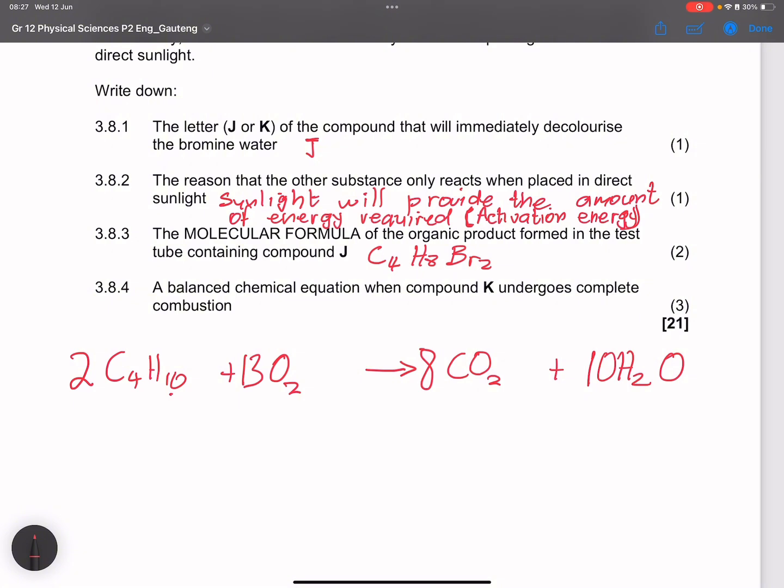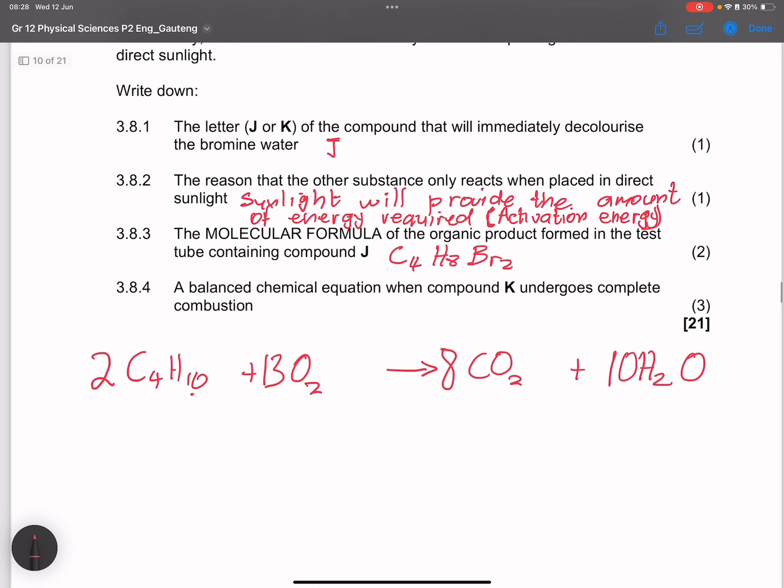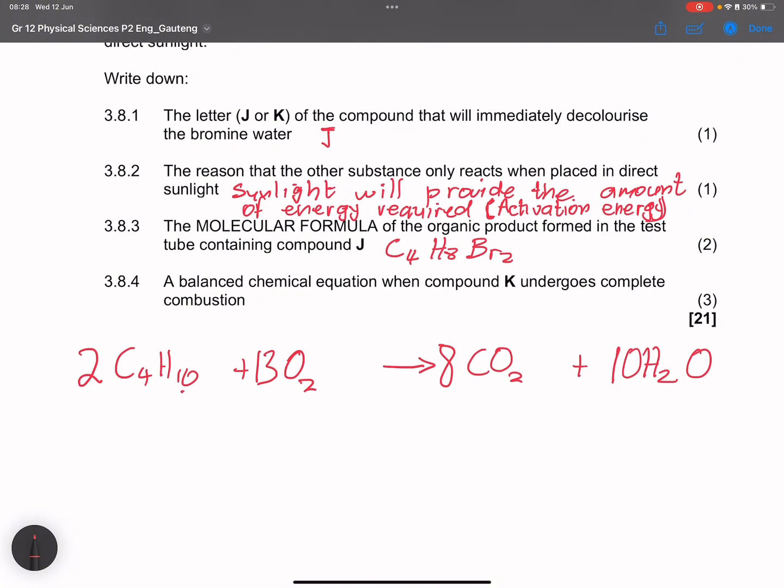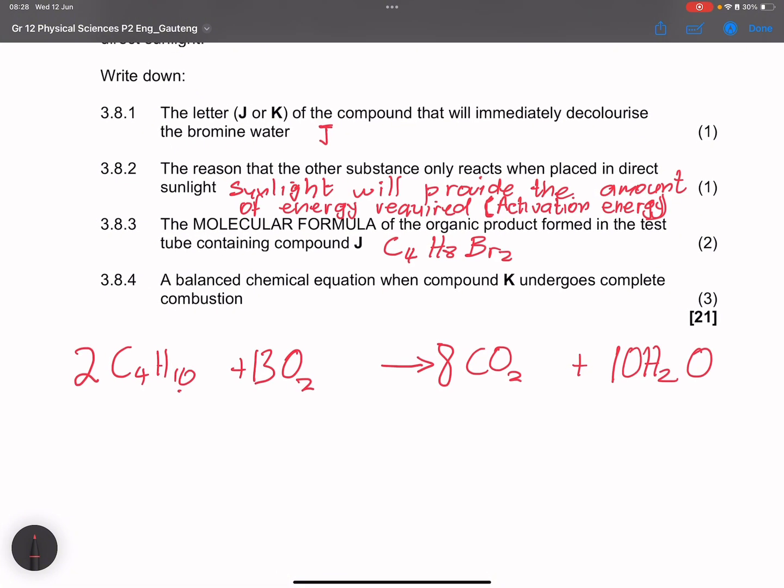So we are going to leave it there for question 3. I hope that this was brilliantly answered. I hope that you understood. All right, let's go on to question 4.